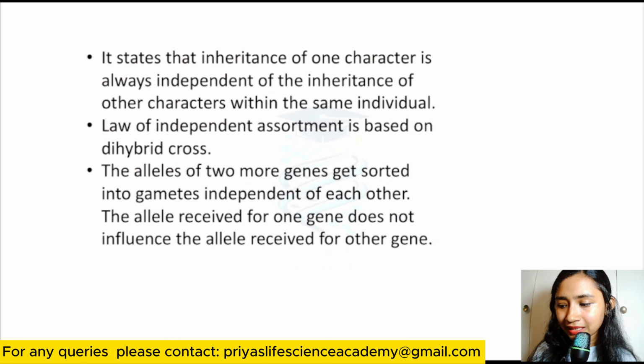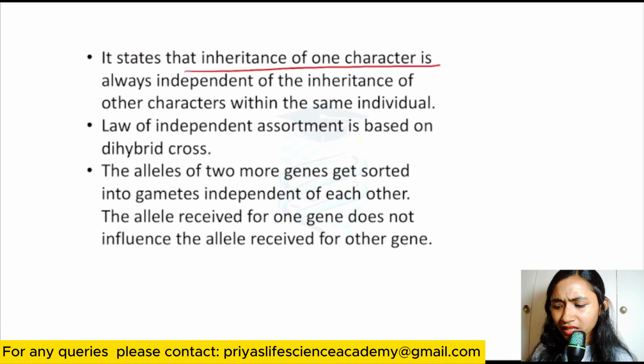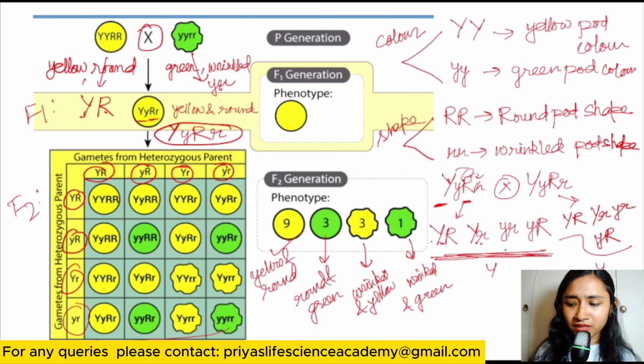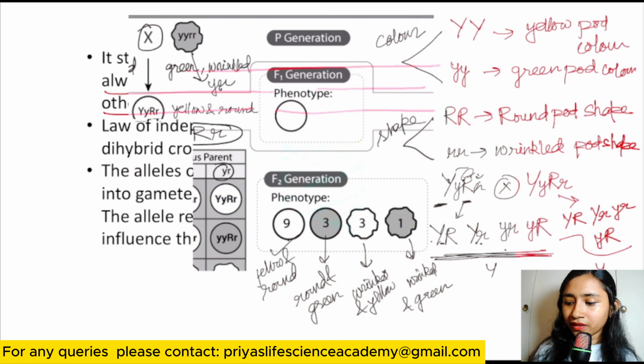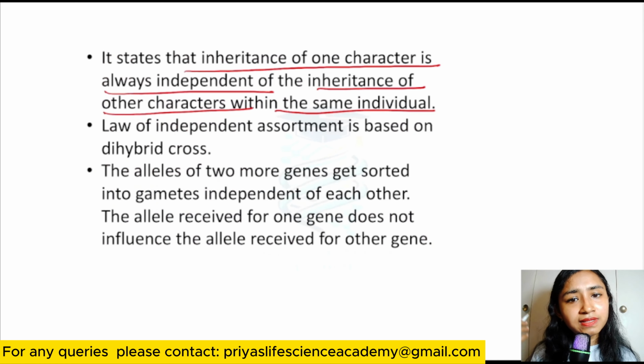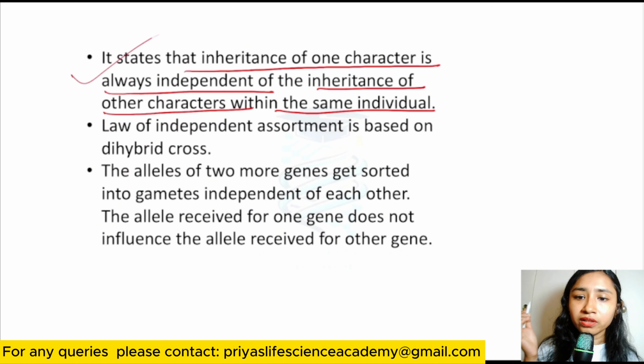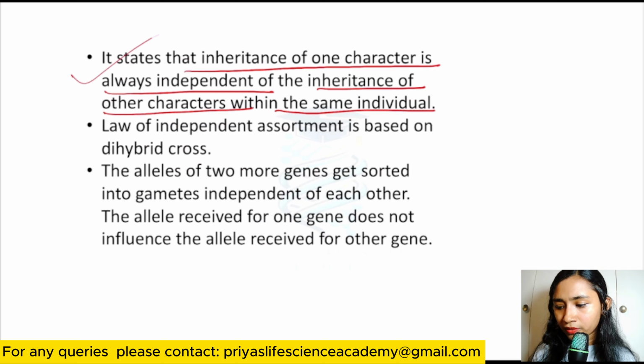It states that inheritance of one character is always independent of the inheritance of other characters within the same individual. We have seen the yellow color will not influence the shape of the pod, or the shape of the pod will not influence the color of the pod. So the inheritance of one character is always independent of the inheritance of other characters within the same individual. The law of independent assortment is based on the dihybrid cross.